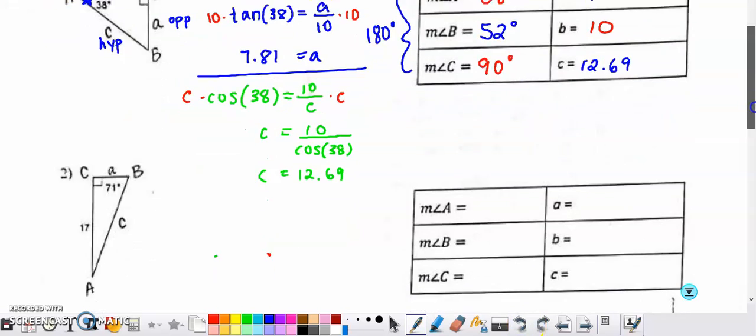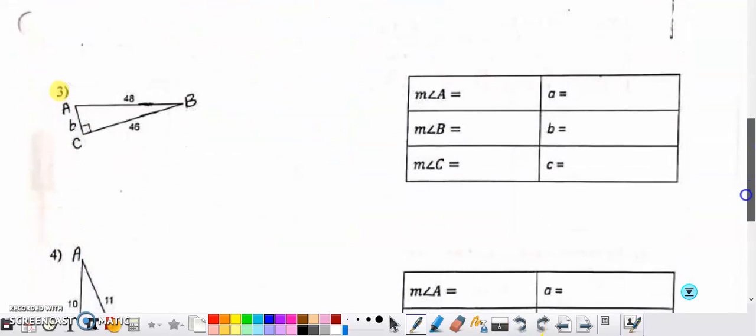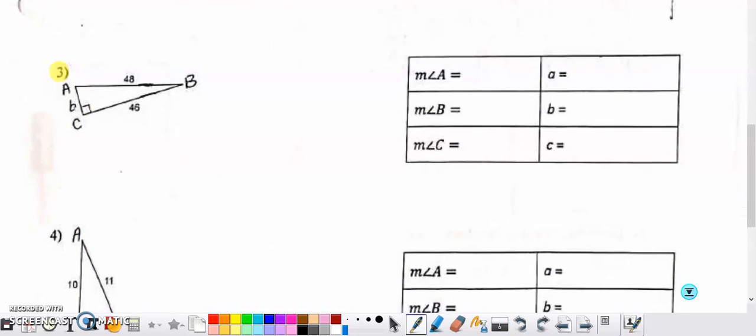Okay, so let's move on to number 3. This problem is a little different because instead of me giving you an acute angle and a side length, I'm giving you 2 side lengths instead. Alright, so let's fill in what we know. Angle C is 90 degrees. Side A is 46 units. And side C, the hypotenuse, is 48 units.